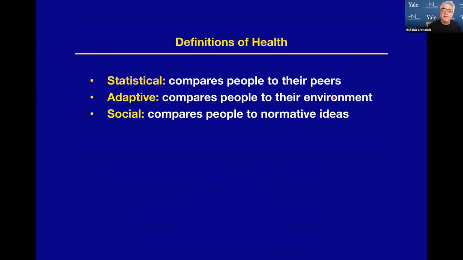Now let's refresh our memory a little bit today about different ways of defining health or of defining medical conditions. This is, I think, the third time we've seen this set of ideas. One way is the statistical way, which compares people to their peers. Another way is the adaptive way, which compares people to their environment. And the third way is the social way, which compares people to normative ideas.